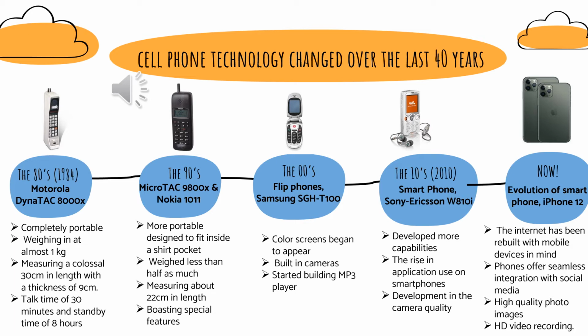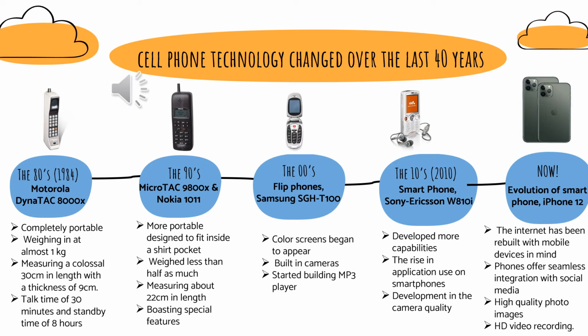Five years later, Motorola released the MicroTAC 9800X. This much more portable device was designed to fit inside a shirt pocket. Then in 1993, they released the Nokia 1011, which was the first GSM phone using digital networks rather than analog. After that, Nokia's dominance began to slip in the early 2000s, with Sony Ericsson, LG, and Samsung joining the evolution of mobile phones and becoming major players in the market.